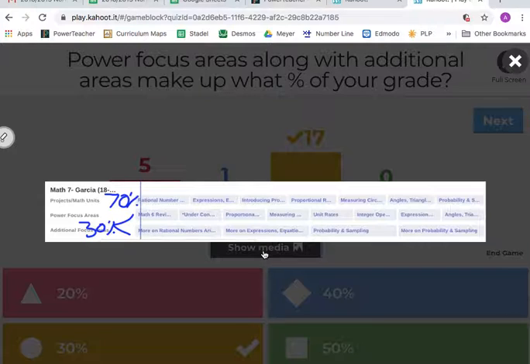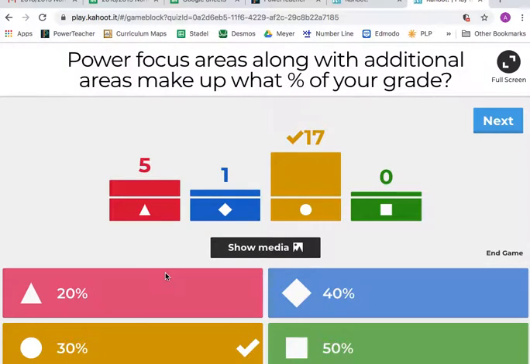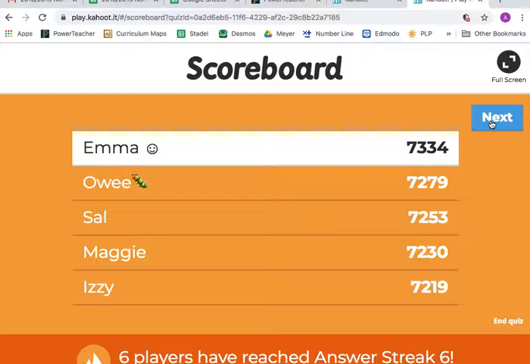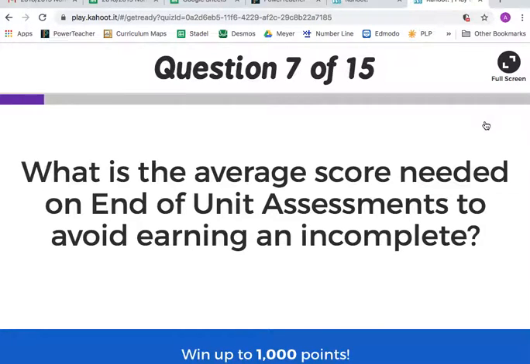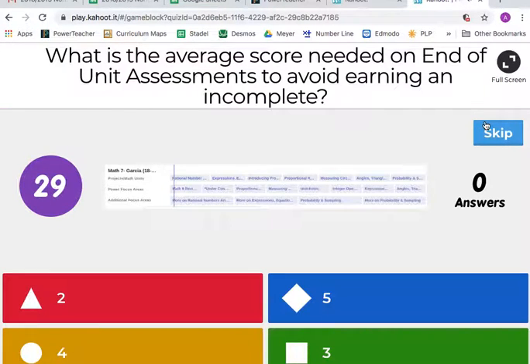I hear a lot of kids sweating these, but really it's doing well on what we're doing in class, getting your checkpoints done, and doing well on the assessments. That's what matters most. End of unit assessments are on paper. All right, let's keep going. Next question. What is the average score needed on your end of unit assessment to avoid earning an incomplete? Is it a 2, 3, 4, or 5?